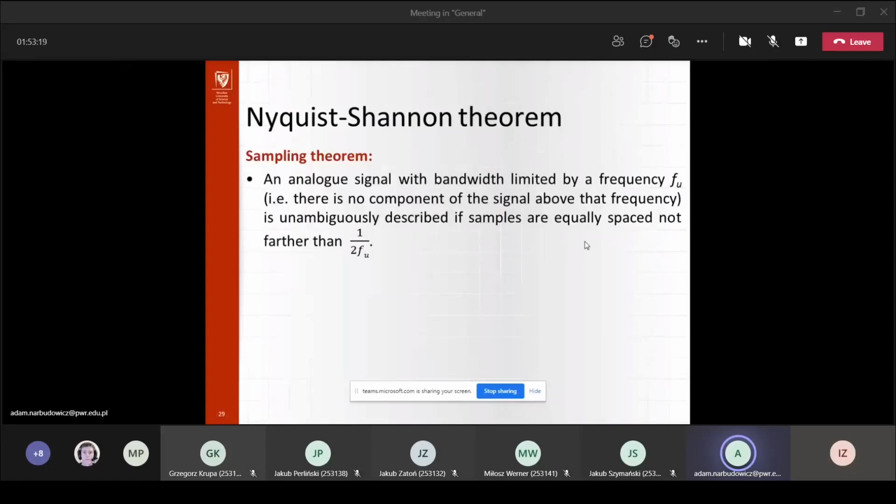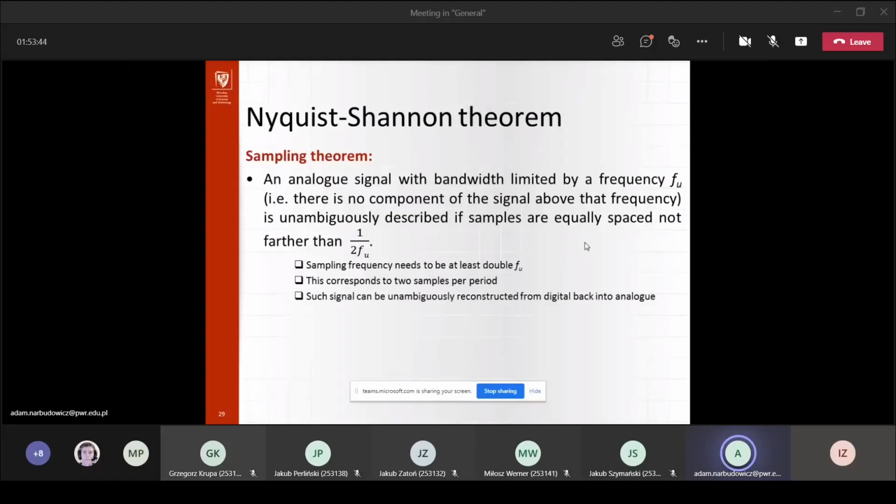Well, in that case, our sampling should simply be double the sampling frequency, or twice the upper frequency, or in contrast that corresponds to 2 samples per period. So this pretty much means the same. And such a signal can be unambiguously reconstructed from digital back to analog. So again, we are not losing any information here. And why actually double the upper frequency?